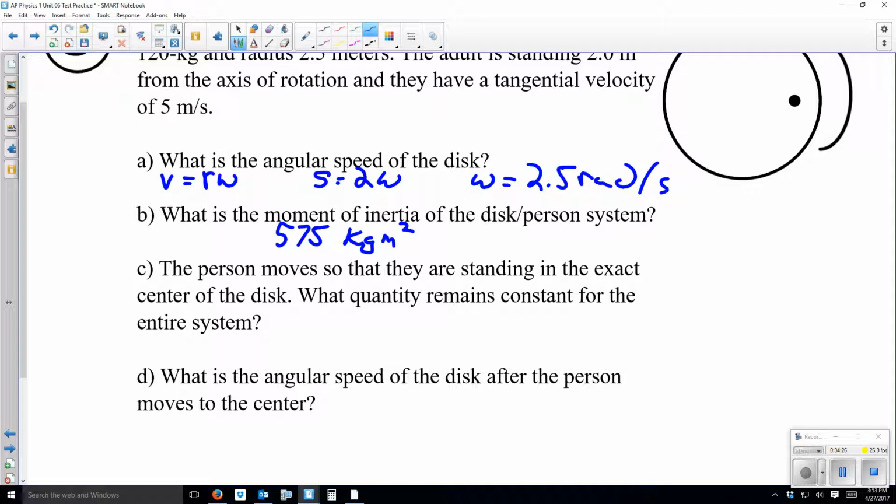That is a huge concept. I can't stress it enough. The more you get comfortable with that idea of conservation of angular momentum, or linear momentum for that matter, the better you'll do on this AP test.